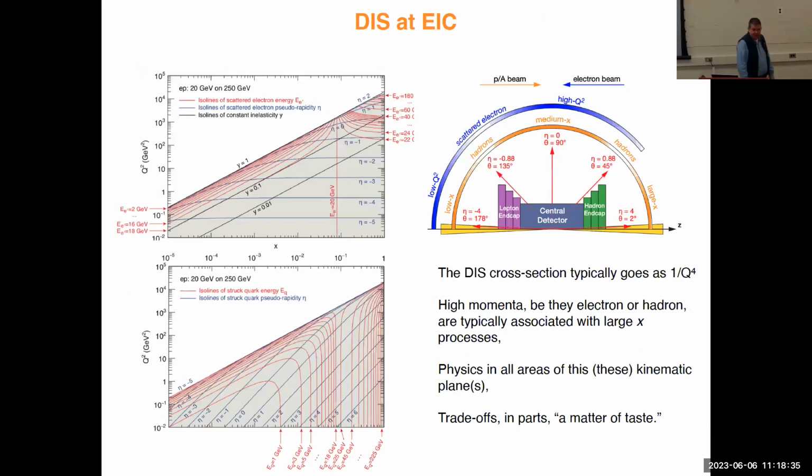Okay, now to kinematic planes again, right? Let's calculate this through again in terms of this scattered electron. You see it at the top here, and this actually is for EIC kinematics, so 20 GeV on 250 GeV. Okay. So what do you see? Lines in red are isolines of scattered electron energy.